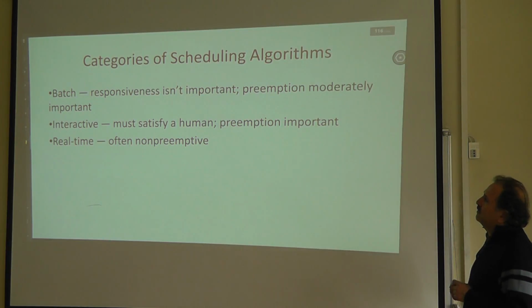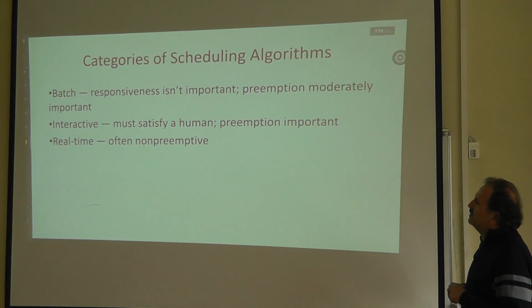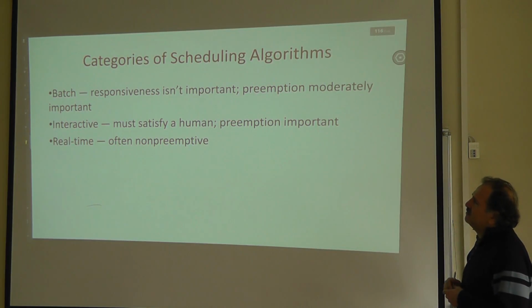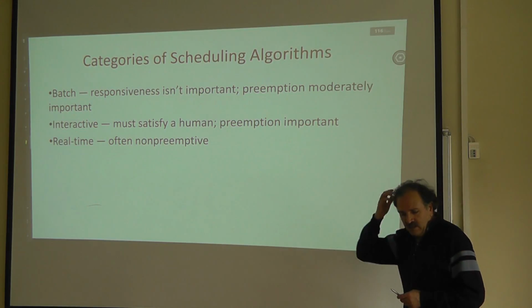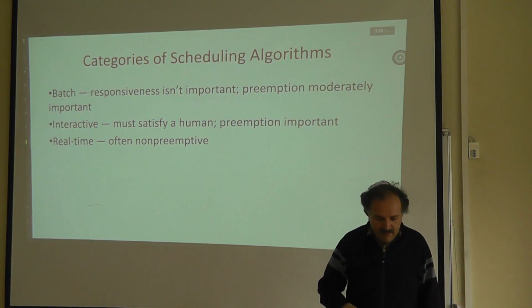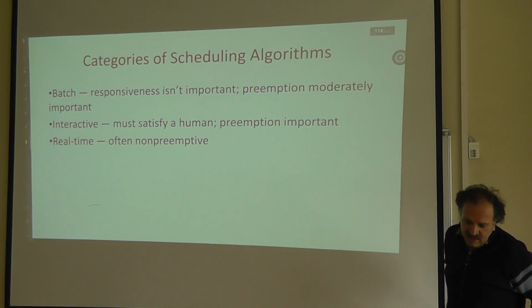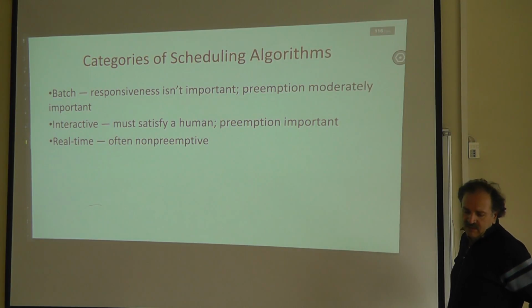If I wanted to categorize them with a different criteria, I have these three new categories: batch systems, interactive systems, and real-time systems. Let's look at these systems in terms of preemptiveness or non-preemptiveness. In the batch system, responsiveness isn't important because the batch task doesn't need any interaction, so it doesn't have to be preemptive. So preemption is moderately important. It is not that important in the batch system. It could be a non-preemptive system.